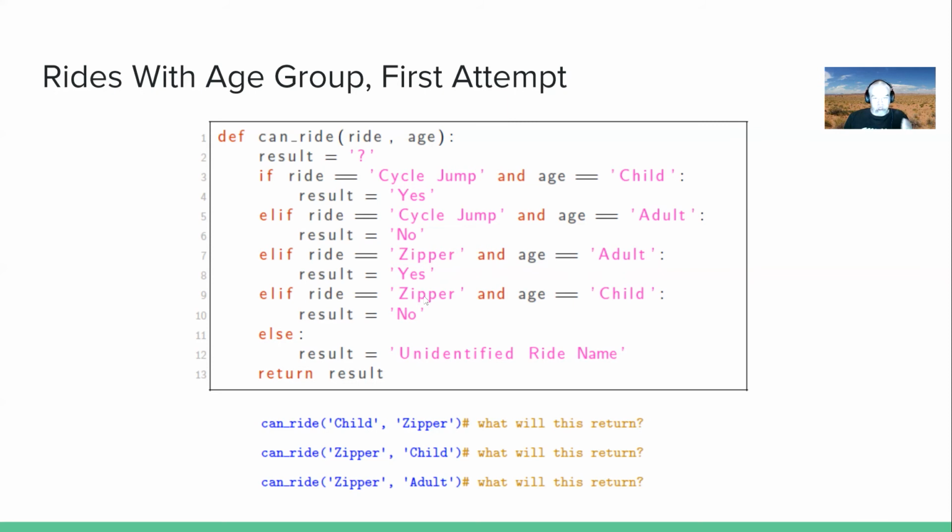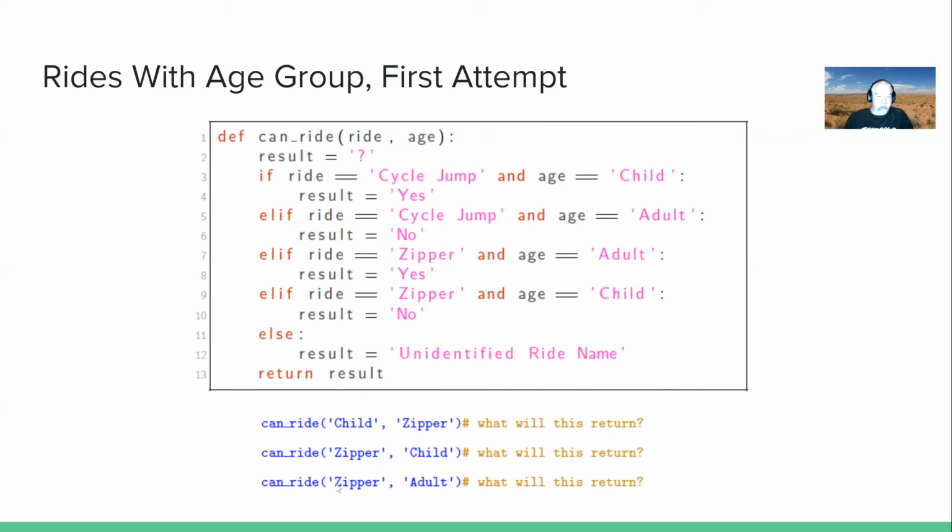Ride equals zipper? Yes. Age equal to child? Yes. So both of these are going to be true. It's an and statement. This and this is true, and so result would be assigned the value no. And then we would skip the else, because we've already found one condition that was true. And so it would return whatever the result refers to. In this case, it would be no, right? So the return of this would be no.